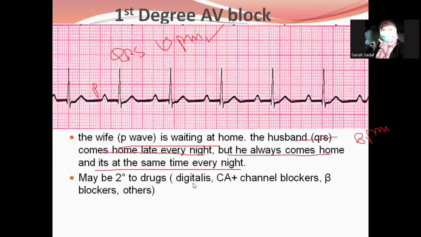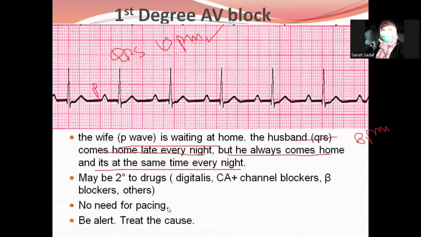Now, the cause of this may be some drugs like digitalis, calcium channel blockers, beta blockers, or maybe some others. But there is no need for pacing. At least he's coming home, so there is no need for counseling. Pacing is the marriage counseling, okay? So, although he's coming late, at least he's coming home, and so far he's not coming too late. Before he was coming at 8 p.m. and now he's coming at 10 p.m. So there is no need for pacing. Just be alert and just treat the cause.